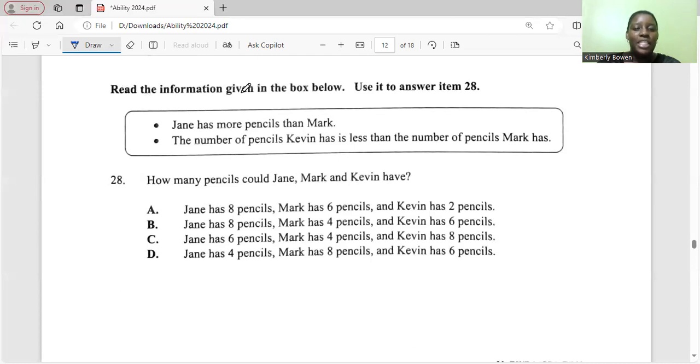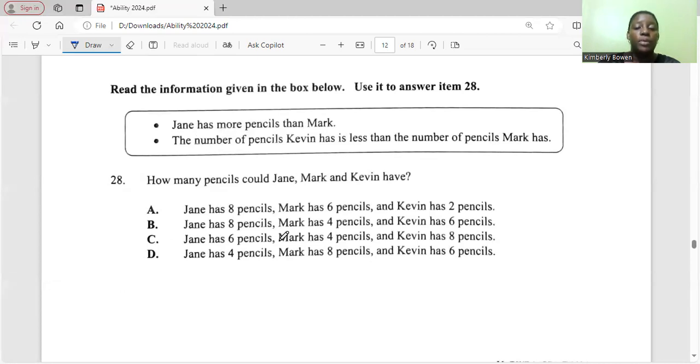Read the information given in the box below. Use it to answer item 28. Jane has more pencils than Mark, so Jane has the most pencils based on what I'm reading here. And the number of pencils Kevin has is less than the number of pencils Mark has. So it's Jane, Mark, then Kevin.